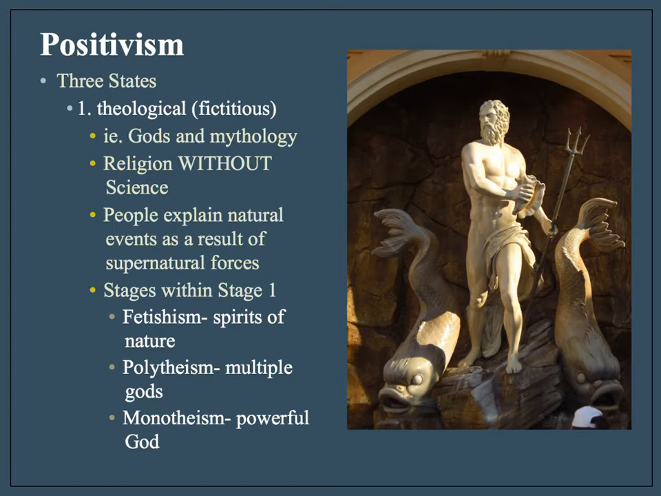People in this stage explain natural events purely as the result of supernatural forces, of the action of gods, of spirits of good and evil, things like that. And he even identified stages within the stage of the progression of religion. So he believed first people started out with what he called fetishism, which I think we would call more animism or spirits of nature. Then people progressed to polytheism or multiple gods, and eventually to monotheism with an all-powerful or all-knowing single God.